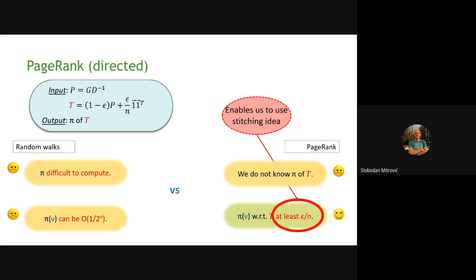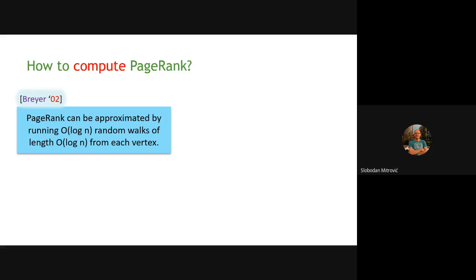The issue though is that we still don't know what PageRank is, so we have to compute it. But once we know PageRank, we can generate random walks. We can generate PageRank random walks very efficiently.